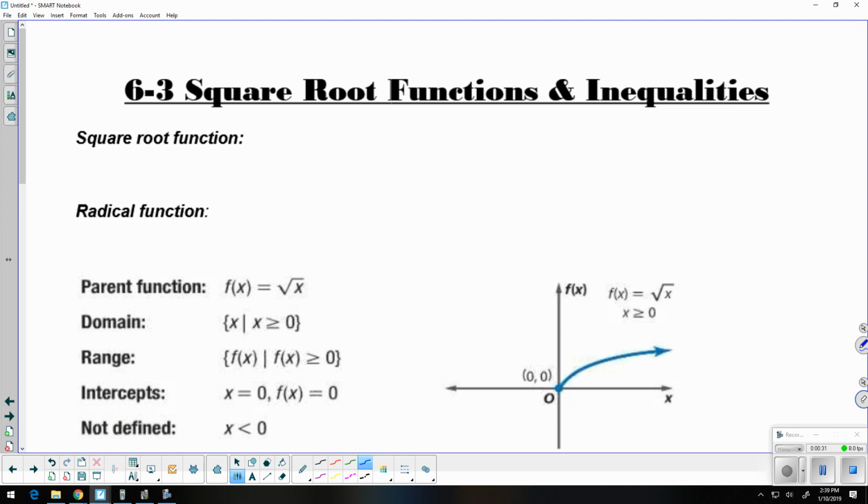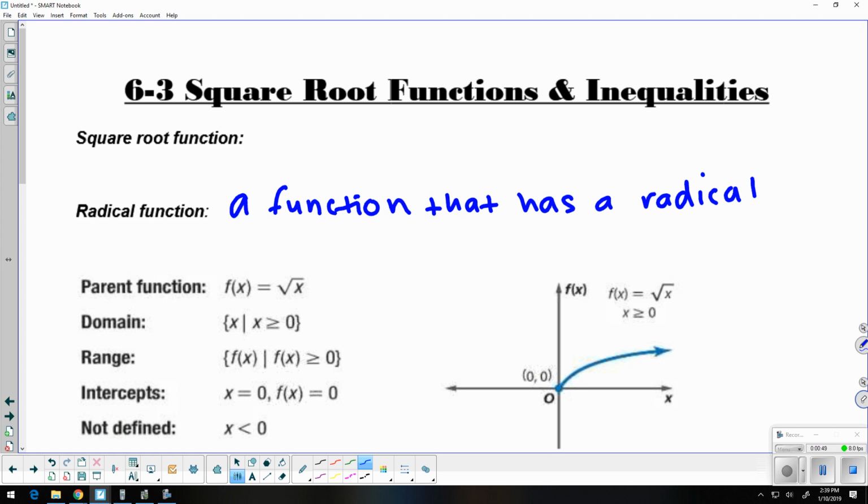But definitions at the top, so I'm actually going to start with radical function. If you have a radical function, basically it's just a function with a radical symbol, because we can have a square root, cubic root, fourth root. So if there's a radical symbol, you know that it's a radical function. A square root function is just a type of radical function.